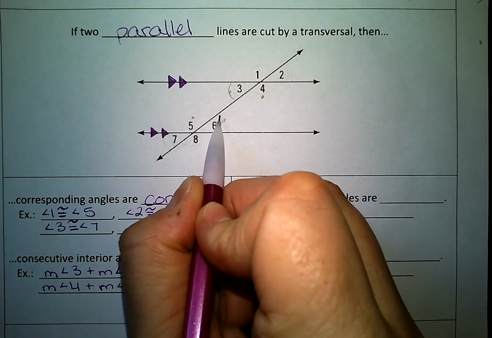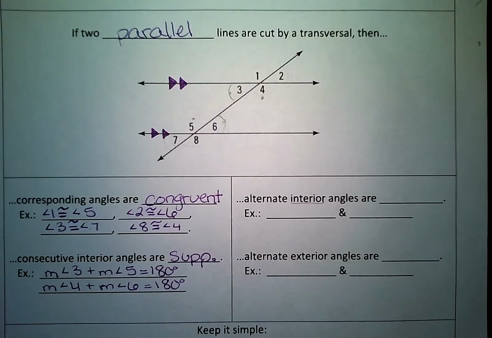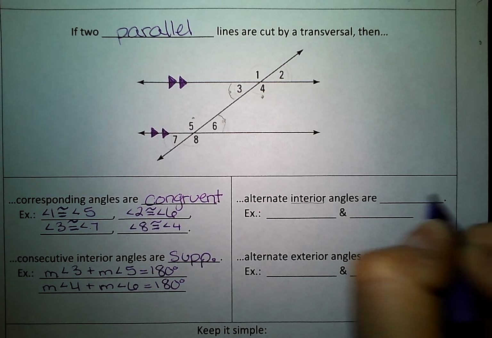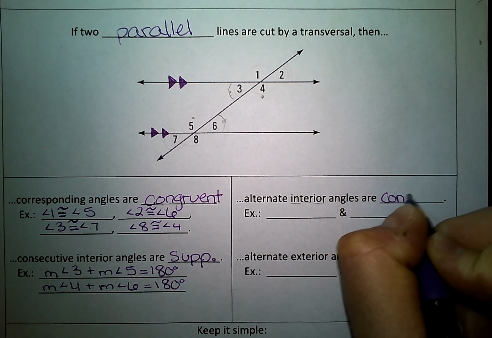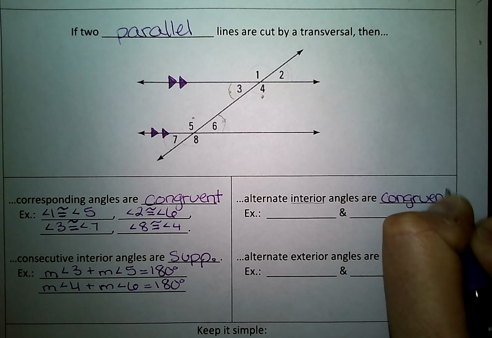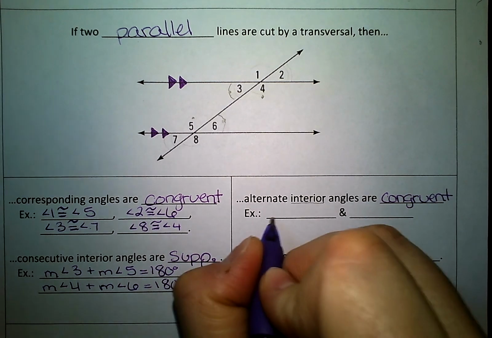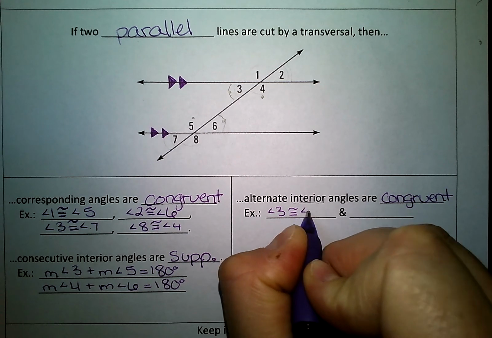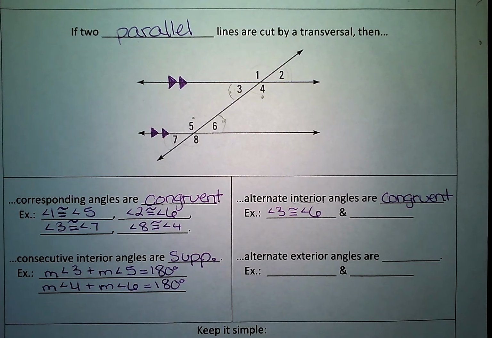6. Notice that angle 3 and angle 6 are both acute angles. If we were to measure them, we would find that they are congruent. Therefore, all our alternate interior angles are congruent. So, angle 3 would be congruent with angle 6. There's one other set of alternate interior angles in this picture.